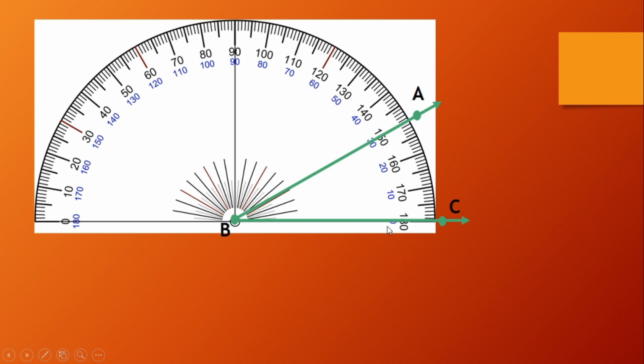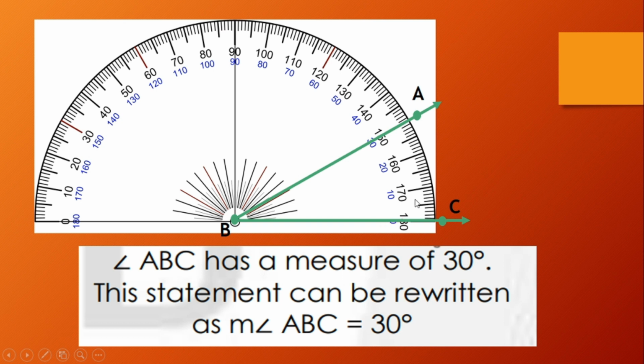So, where did one ray land? On the zero of the blue. Right? So, meaning to say, our count for the opening of the angle or the measurement of the angle, the degree, would be on the blue numbers. So, where did the other ray point? At 30. So, meaning to say, this angle measures what? 30 degrees. So, we can say that angle ABC or angle CBA or angle B has a measure of 30 degrees. Or, this statement can be rewritten as measure of angle ABC. As you can see, we have a small letter m. Okay? This m means measure. Okay? Measure of angle ABC is equal to 30 degrees.